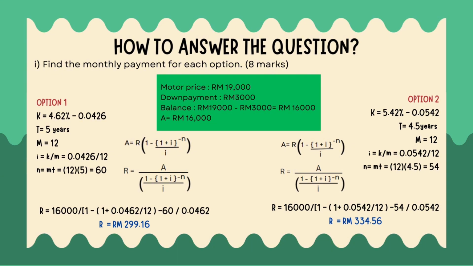So we need to calculate option 2. K is 5.42%, so it becomes 0.0542. T is 4.5 years. M equals 12. I equals K per M, so it becomes 0.0542 over 12. And M multiplied by T, so 12 multiplied by 4.5 equals 54. Same as option 1, we need to write the formula and substitute. So 16,000 ringgit over 1 minus 1 plus 0.0542 over 12, to the power of negative 54, over 0.0542 over 12. So R equals 334 ringgit 56 cents.